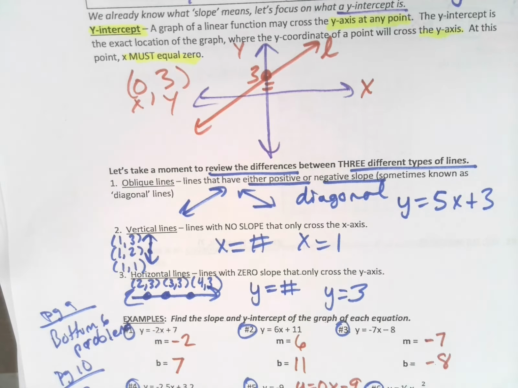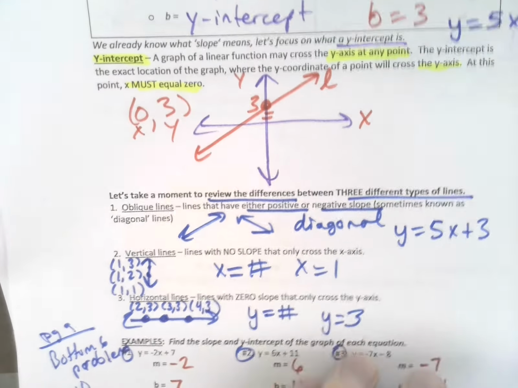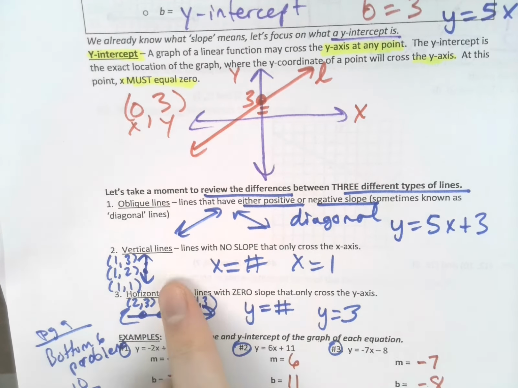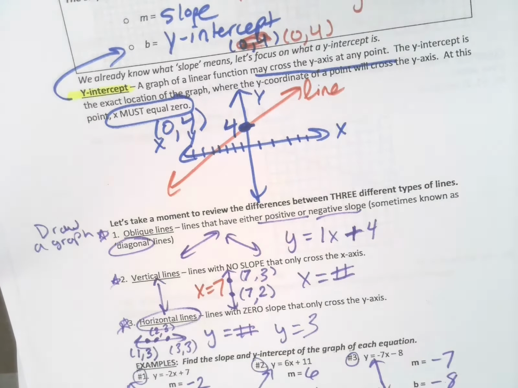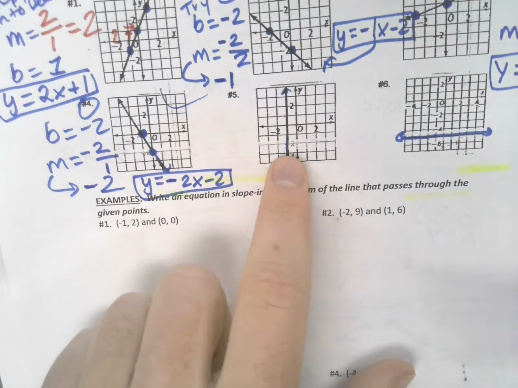5 and 6 are vertical and horizontal lines. Did we talk about what those equations look like yesterday? What does every vertical line look like? X equals a number, whatever the x is. What does y always look like on horizontal lines? Y equals a number, because y never changes on a horizontal line. So like in this one, y equals 3. Vertical lines, x equals a number. Horizontal lines, y equals a number. What are we seeing on number 5? Where is that line going through the x-axis?